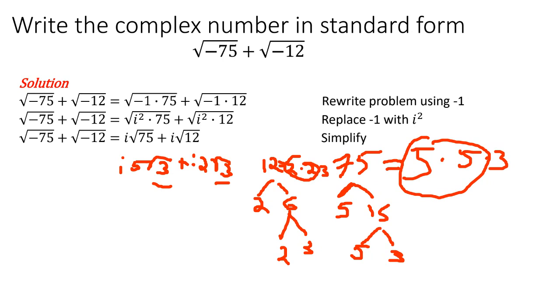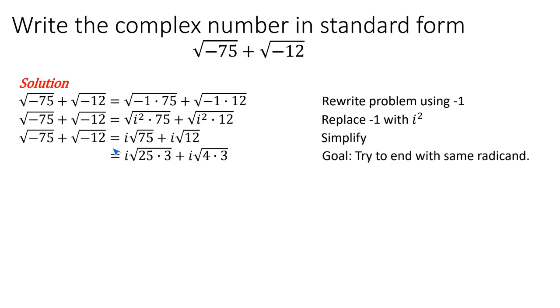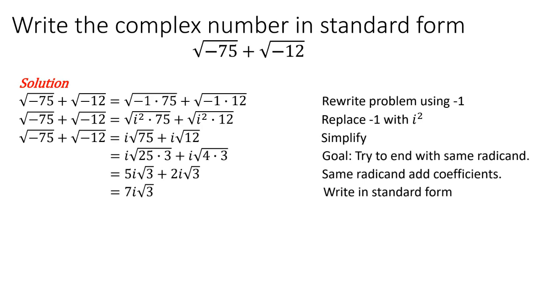So let's go to the next slide so you can see what the final answer would be. Again, as Mr. Carizales said, we rewrote this as 25 times 3 and 4 times 3. The square root of 25 is going to be 5, right? And so we ended up with 5i square root of 3 plus 2i square root of 3. Since the radicands, the numbers inside the square roots, are the same, we can add the coefficients in front of those square roots. So 5i plus 2i is going to give us 7i square root of 3.